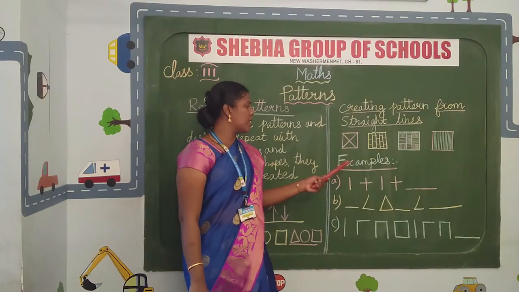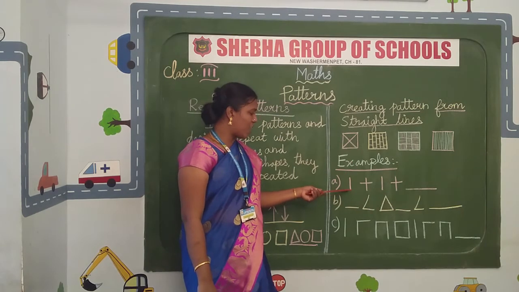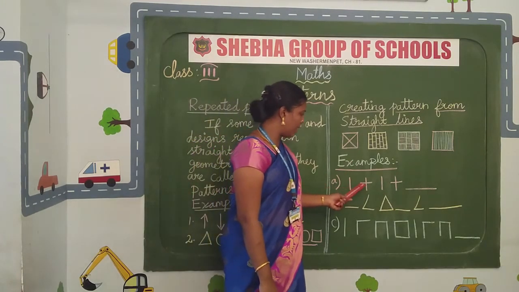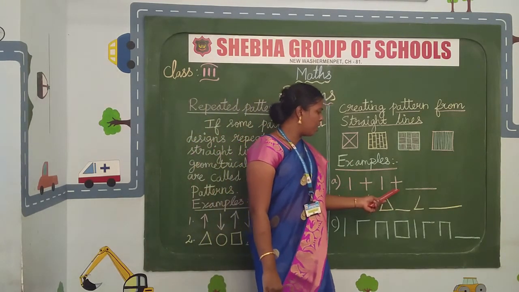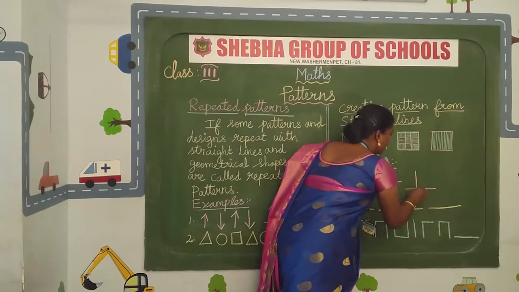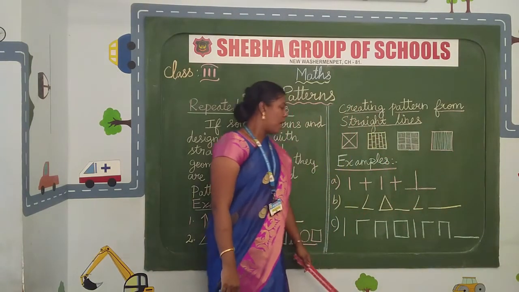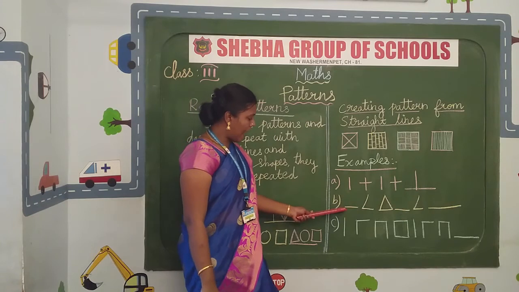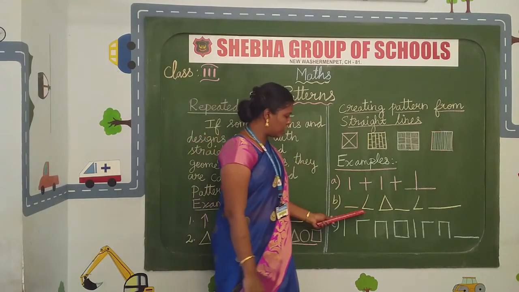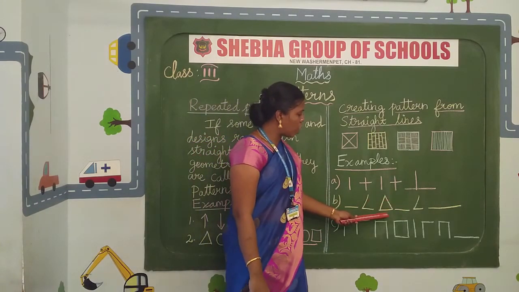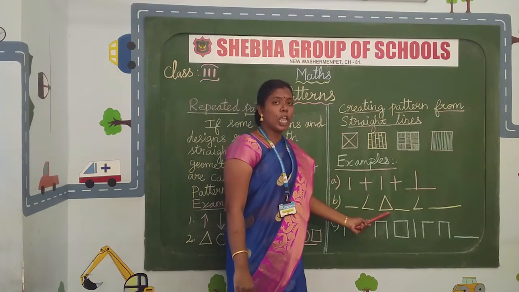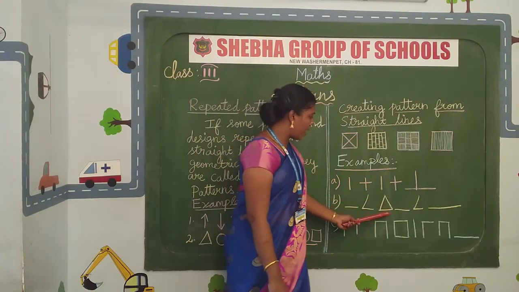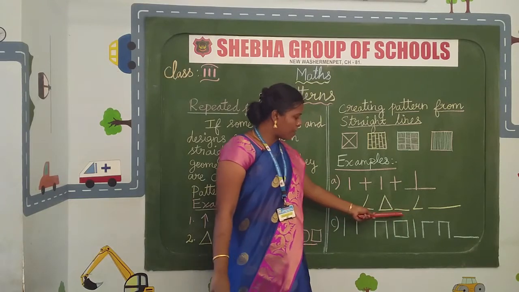For example, you can see this one: one single straight line and two straight lines joined together, one single line and two straight lines. Then you continue with one straight line. Next you can see one single line, two straight lines touching each other, and three straight lines joined together. This will become the shape of a triangle. Okay, next you can see the same repeated shapes will come.